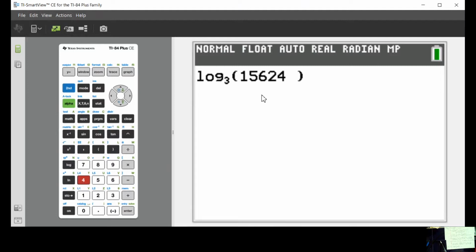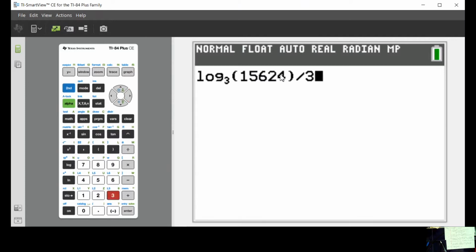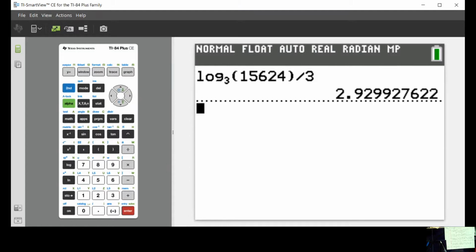15,624. This already has the parentheses built in. I'm going to do it all in one step here, so I'm going to divide all that by 3. You can do it in one step and then divide your answer by 3, it doesn't matter. And that is my estimate, 2.929, and so on. Now it also said round it to the nearest whole number, I think. So that to the nearest whole number would be about 3. So that would be your final answer. Let me unshare this.